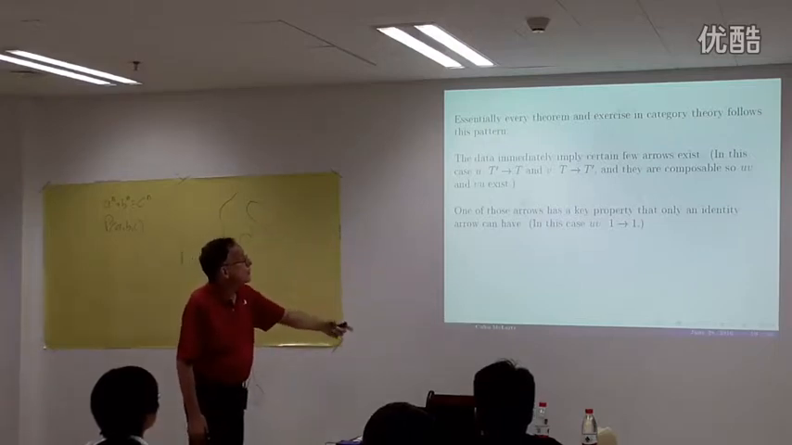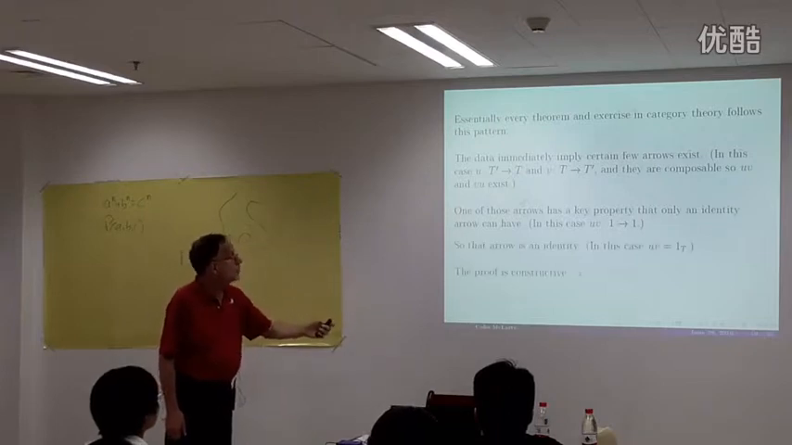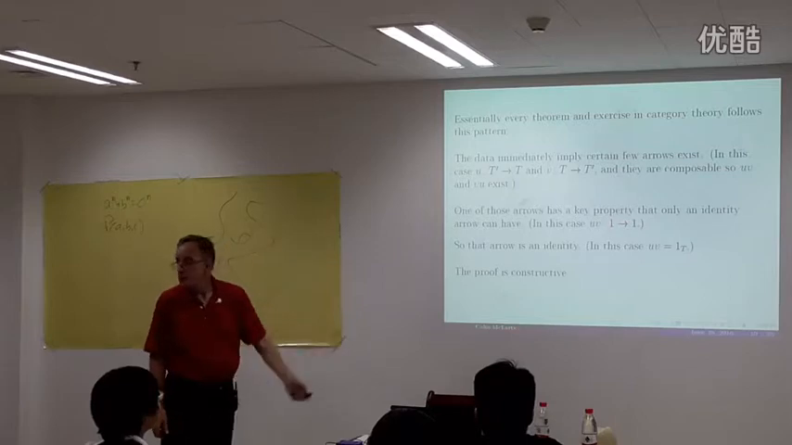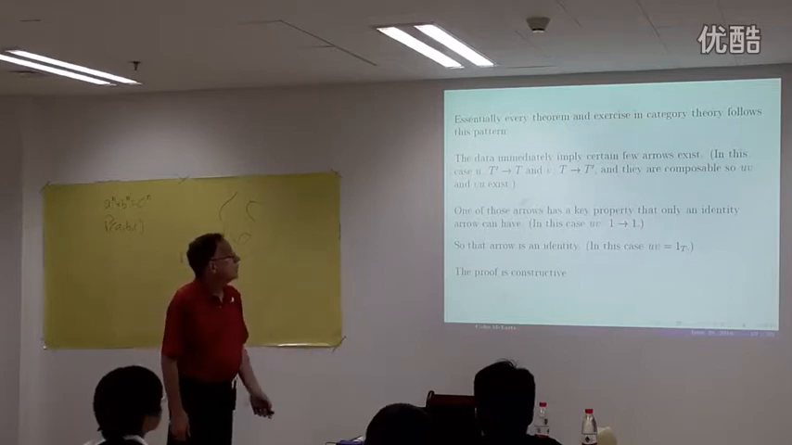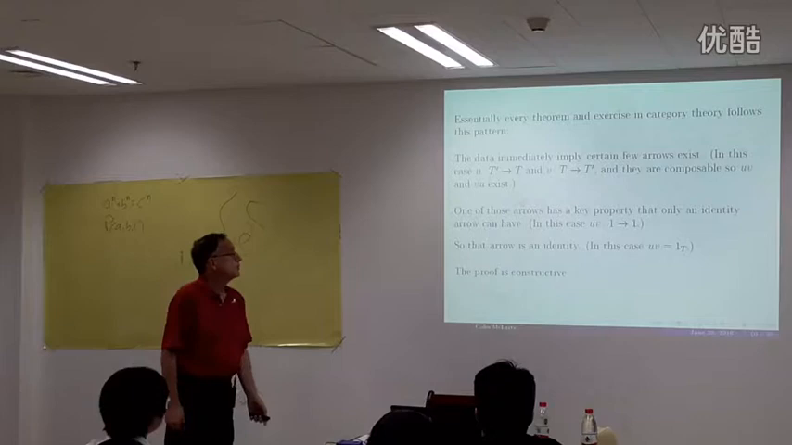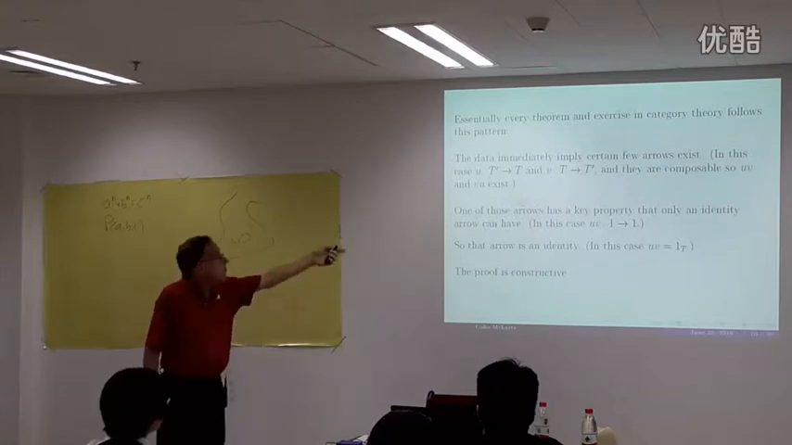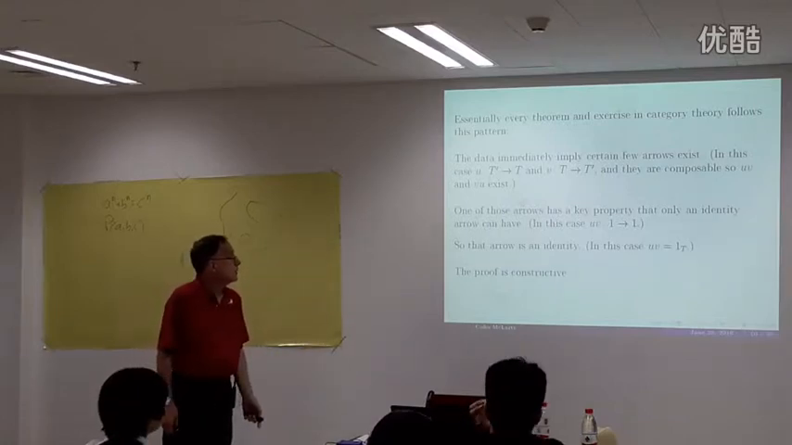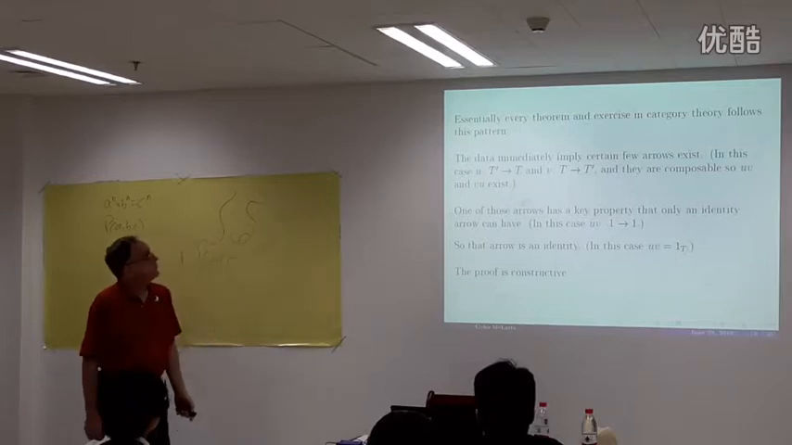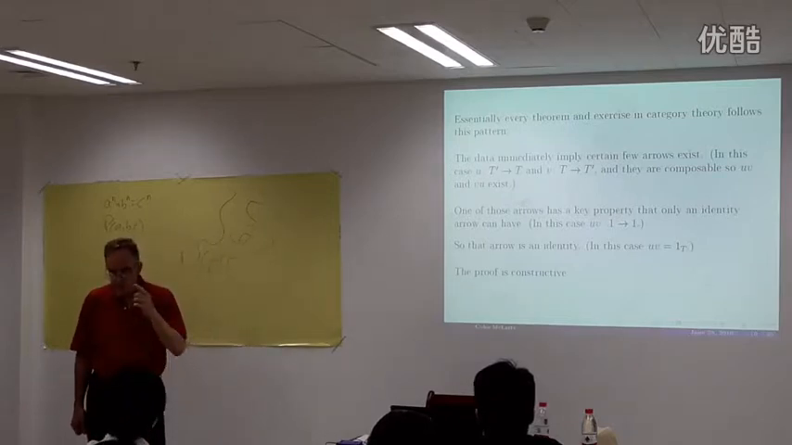In this case, that should be from T to T. I'm sorry, I changed the notation. Only an identity arrow can go from T to T, and so that arrow is the identity. The proof is constructive from the data.